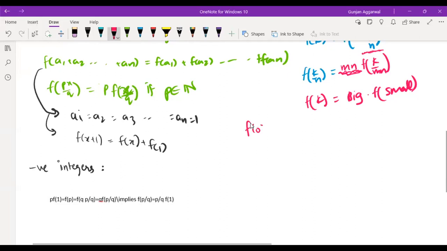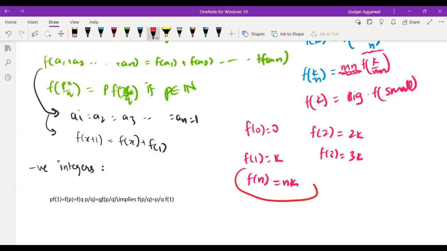We get f of 0 equals 0 and let f of 1 equals k. So we get f of 2 equals 2k and f of 3 equals 3k, and in general f of n equals nk. You mean f of n equals nk? Yes, f of n equals nk. So we generalize it for p by q, for the natural numbers.